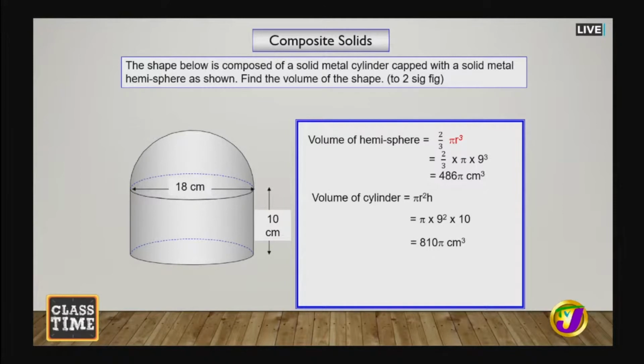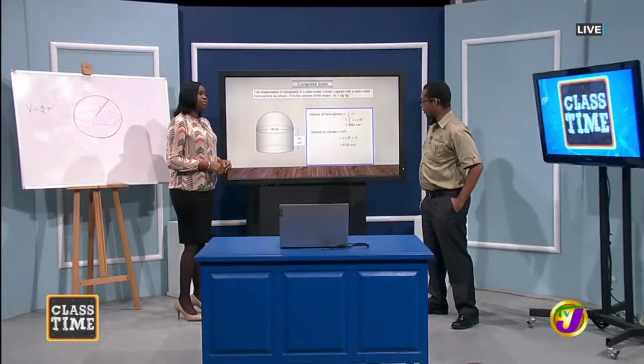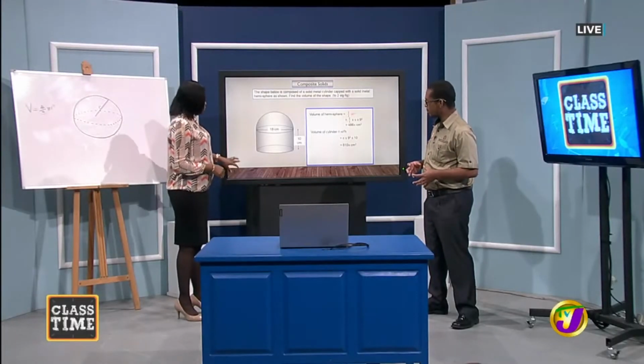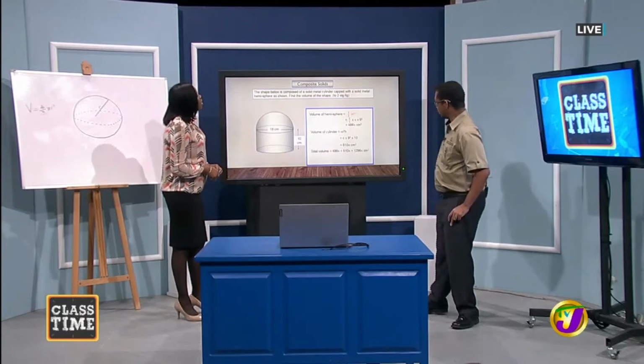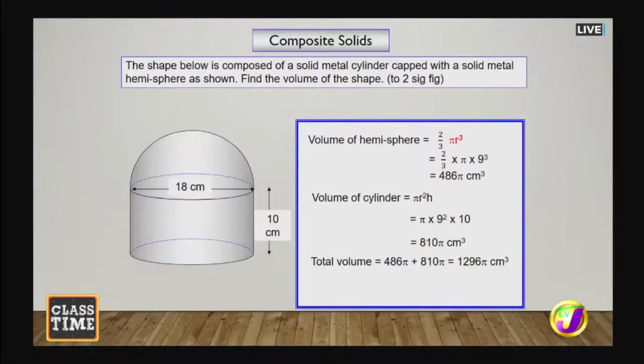Now to find the volume of the compound solid, I'm thinking again, because those two regions are combined together, we're going to have to add those values. Now, notice we have 1,296 pi cubic centimeters, but the question asks us to leave this in two significant figures.